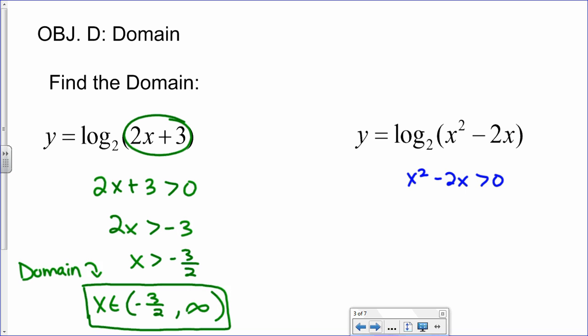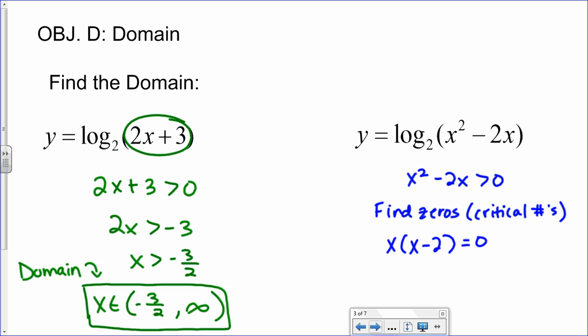So you were doing the log of a quadratic. To find the zeros of this quadratic, all right, because that's what's going to help me tell what's greater than 0 is if I know what the zeros are. Okay, so you can also call those critical numbers. So I'm going to take out an x and get x minus 2. And right now I'm just finding the zeros. I'm not worrying about the inequality. So I'm just putting equals 0.